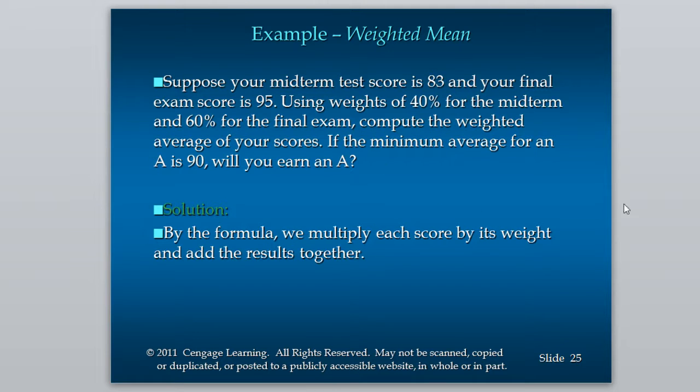So let's check out this example. Suppose your midterm score is 83 and your final score is 95. And your midterm is 40% worth and your final exam is 60% worth. See, this 40%, 60%, different proportion, different weight. And you need to get a minimum of 90 to get an A. If your score looks like this, are you getting an A? That's the question. So you need to calculate the weighted mean.